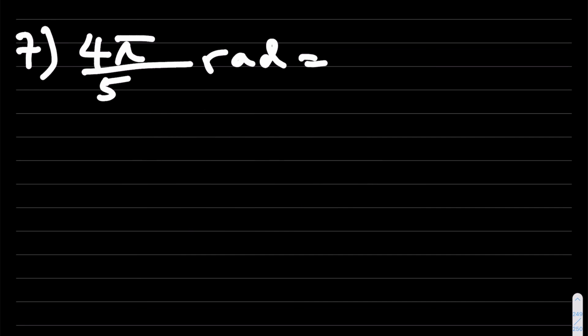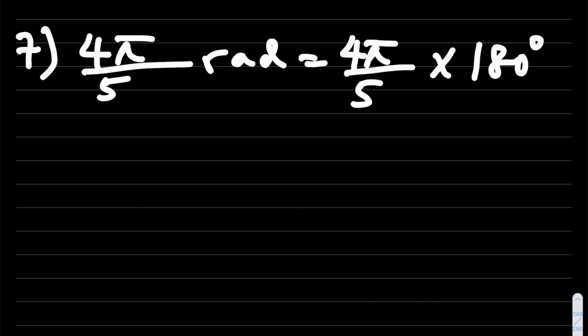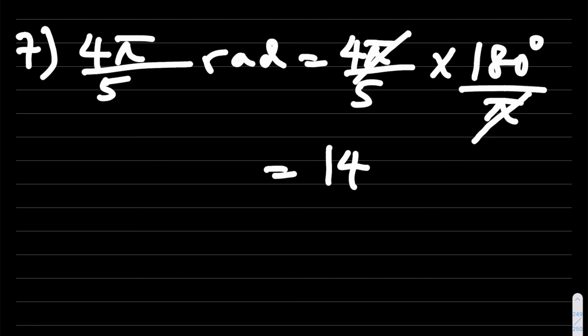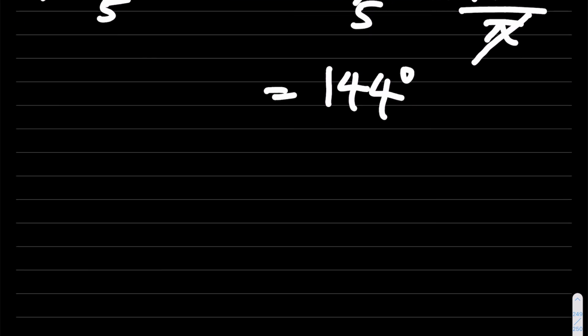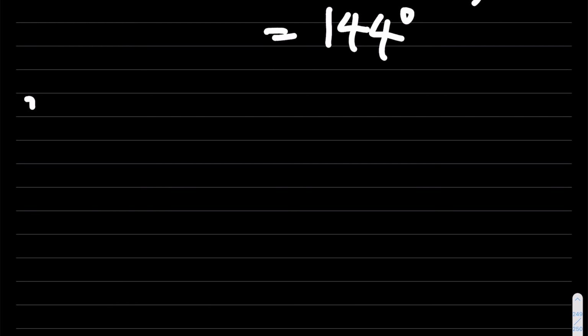So that means 4 pi over 5 radians in degrees is the same as 4 pi over 5 times 180 degrees over pi. Pi cancels pi. We have said when we are changing pi radians to degrees, we multiply by the ratio 180 degrees over pi, and when we are changing degrees to pi radians, we multiply by the ratio pi over 180 degrees. So we're left with 4 times 180 divided by 5, which is the same as 144. So the answer is 144 degrees. And we go straight to the next, which is number 8.